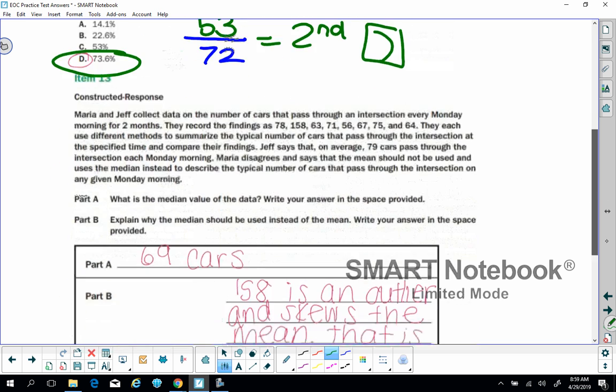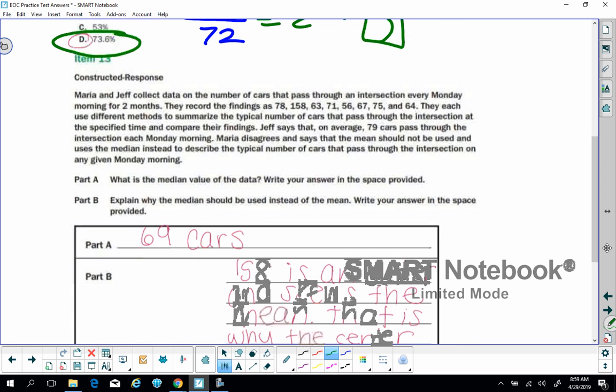Next one, first remember that we read the question, it's asking about the median. So I know that I type my answers into data, into L1, and then you press second data and enter 4 times, and when I get to the median, I can see that it was 69. Part B is saying explain why the median should be used instead of the mean.